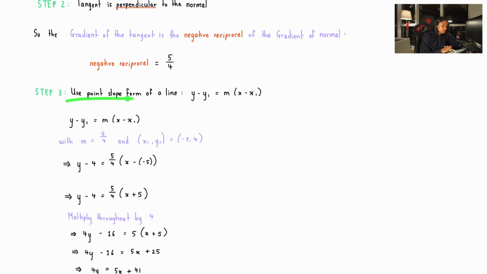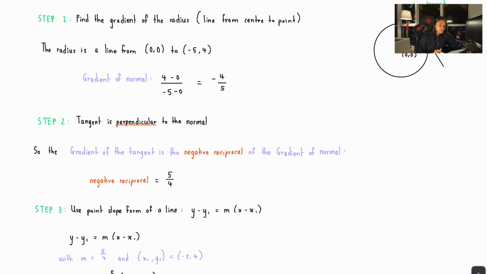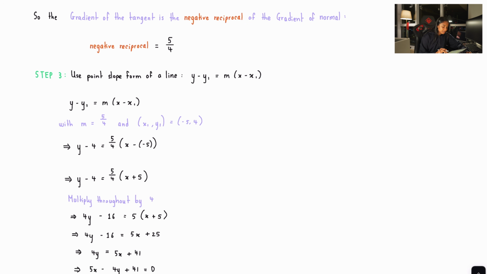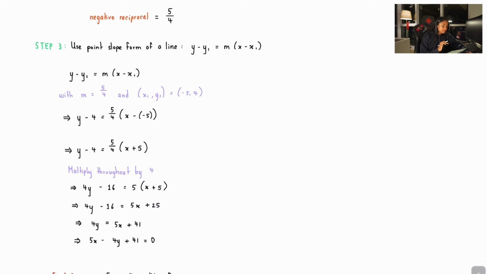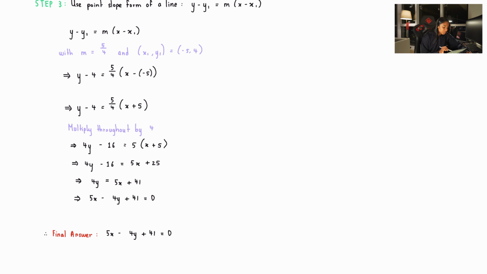So now we use the point slope form of a line, which is very, very useful. We use this when we have the gradient and a point on the line. So we have the gradient, which is 5 over 4, and we have a point, which is minus 5, 4, okay? We're going to substitute those values into the point slope form of a line. So we have y minus 4 is equal to 5 over 4, x minus minus 5, it becomes a positive. When we multiply throughout by 4, we end up getting 4y is equal to 5x plus 41.